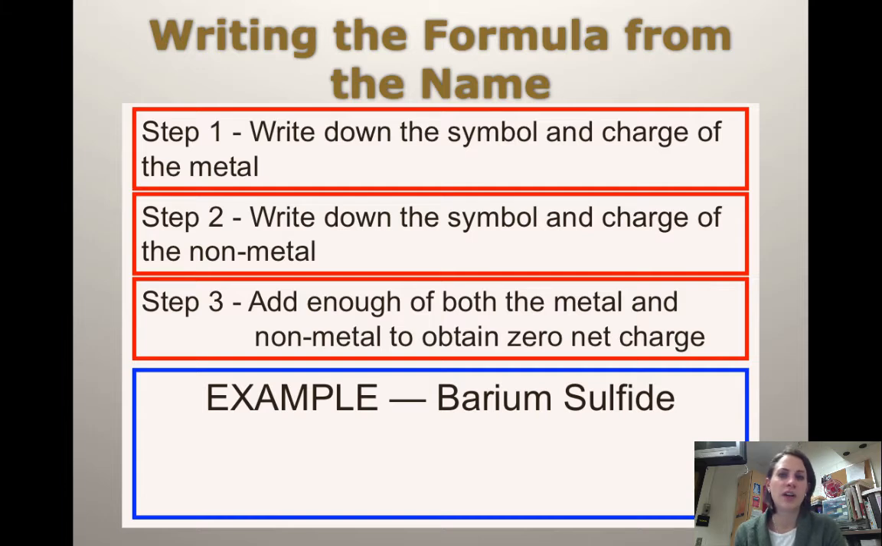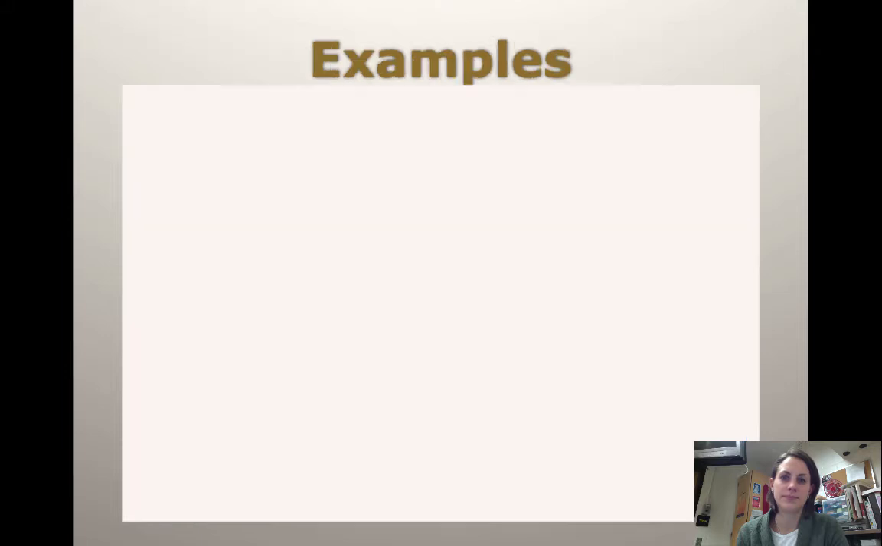So barium sulfide, for example, Ba we know has a +2 charge, it's in group 2. Sulfide has a -2 charge, and so these charges are going to balance out already. +2 and -2 is going to add up to 0, so I only need one of each kind of ion. And so my formula becomes BaS.